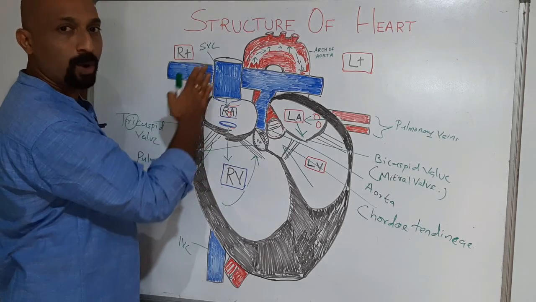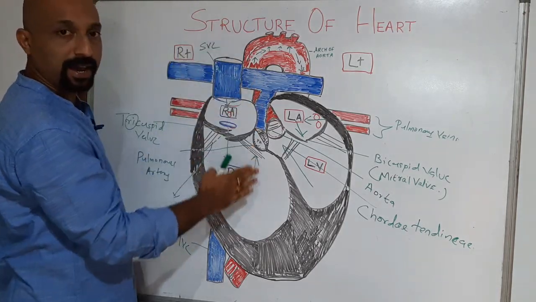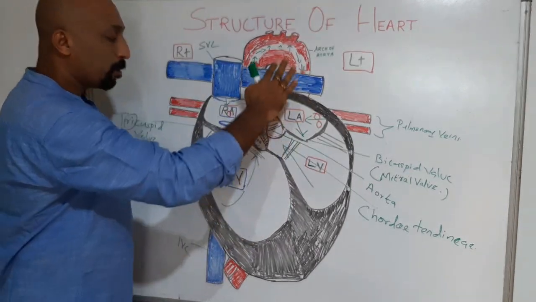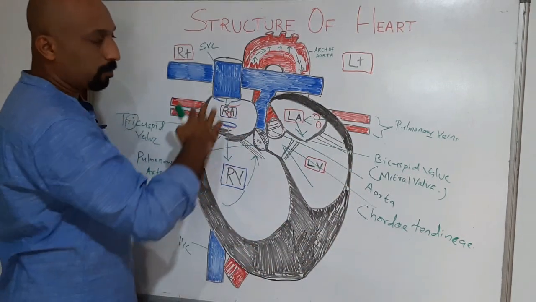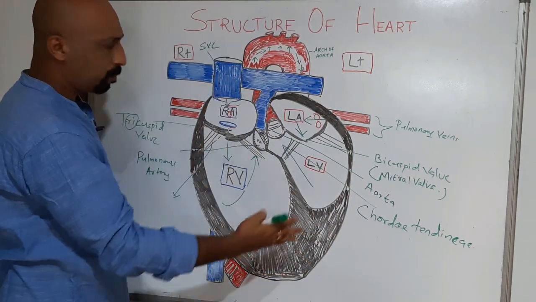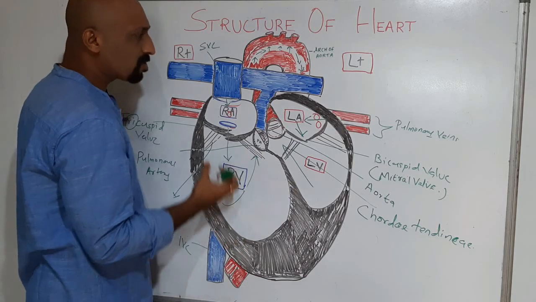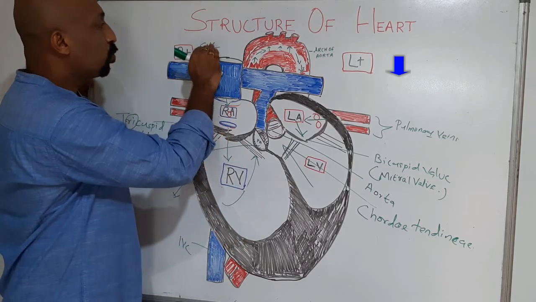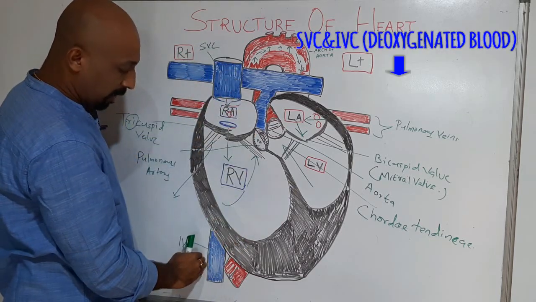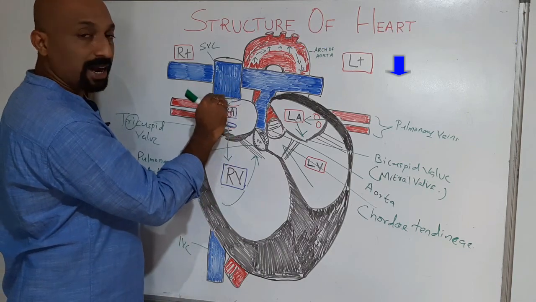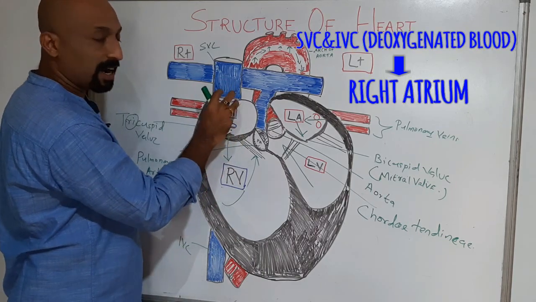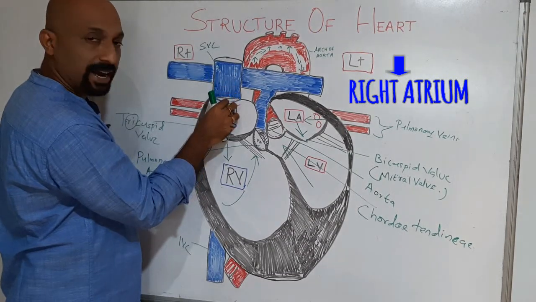I will say once again what the main areas are and how the blood supply comes from the whole body. Deoxygenated blood comes through the superior vena cava and inferior vena cava and comes to the right side of the heart, that is the right atrium.